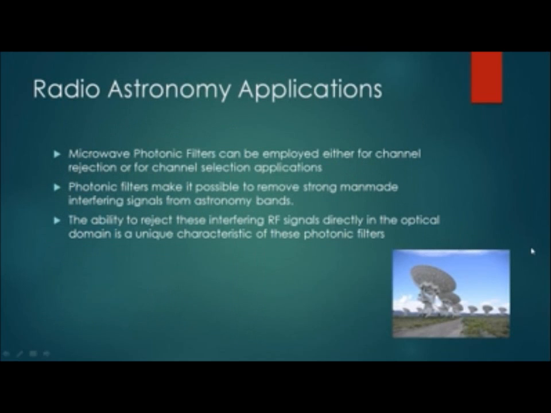The microwave photonic filter can also be used for channel rejection or channel selection applications. For example, in radio astronomy applications where the radio antenna picks up desired signals as well as interfering signals, the signal transmission from several stations to a central site requires removing strong man-made interfering signals from these astronomy bands. The ability to reject these interfering radio frequency signals directly in the optical domain is a unique characteristic of these photonic filters.